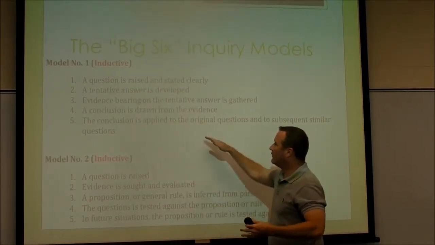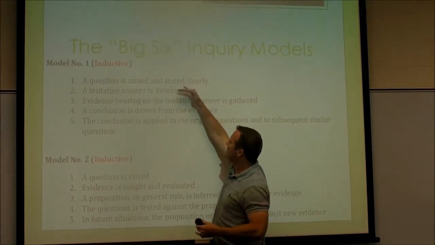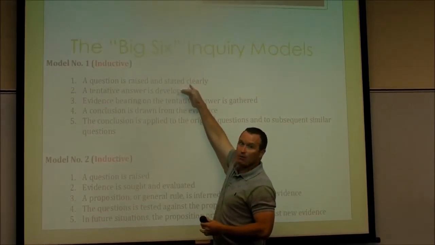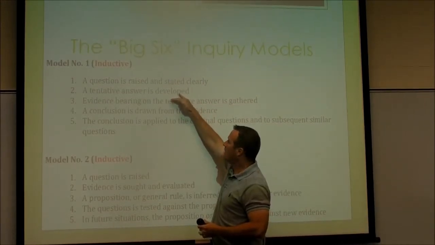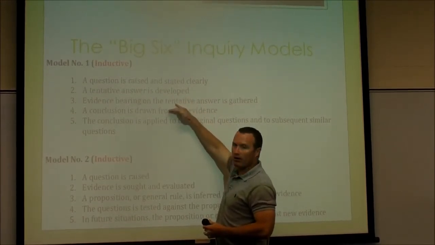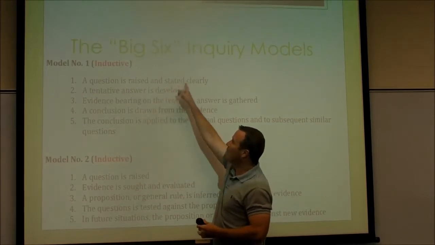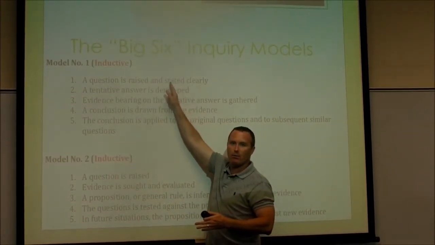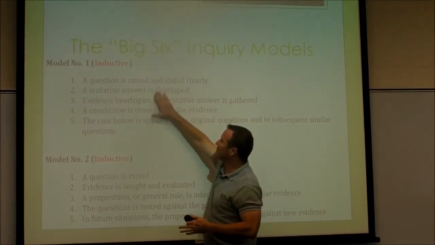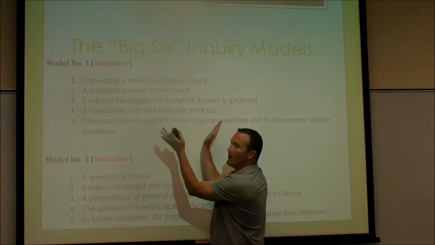So they're going full circle. They start with a question. They come with a rough idea of what they think the question and answer is going to be. They take evidence based on it. They look at the evidence. They come with a conclusion. And then they apply it back to number 1, saying, okay, based on what we found, did it meet what we came up with in number 1? These 5 steps are authentic for model number 1.